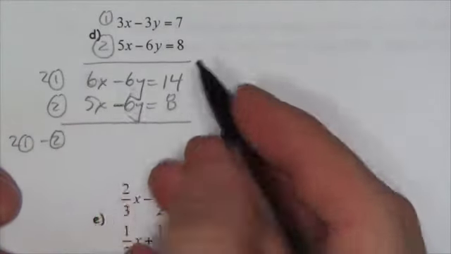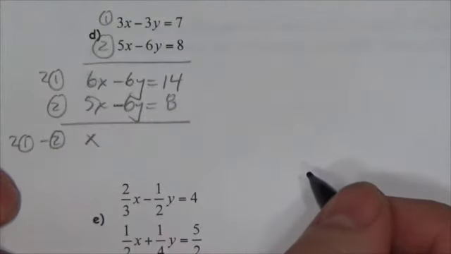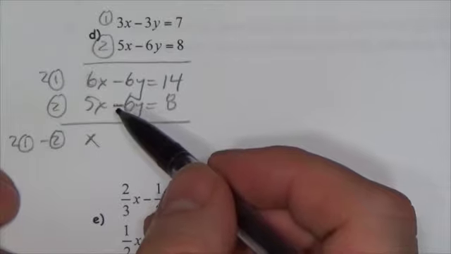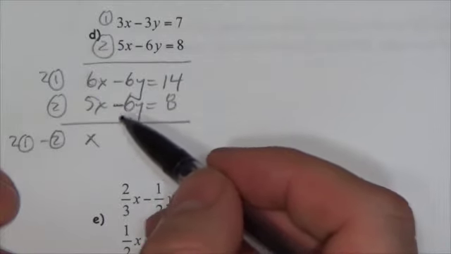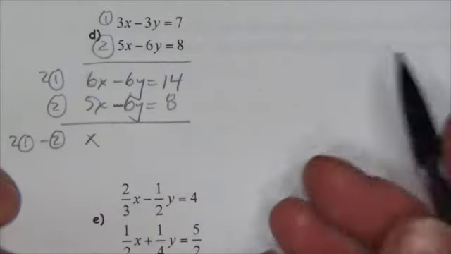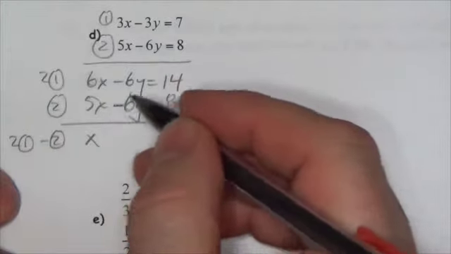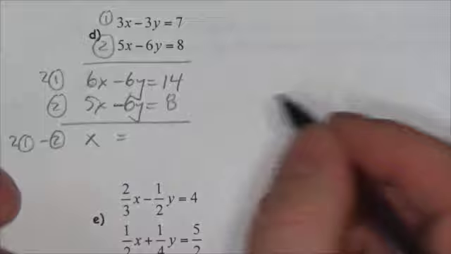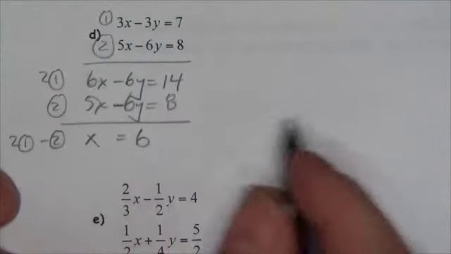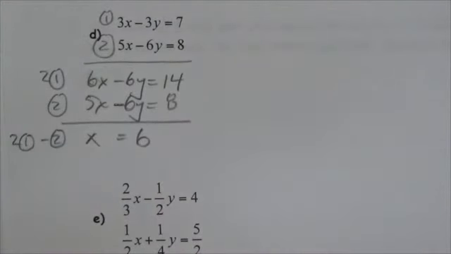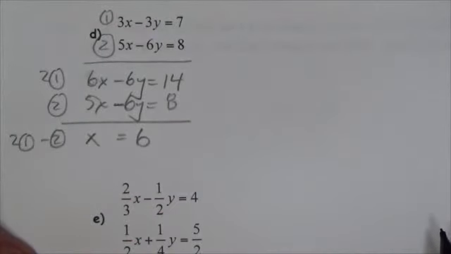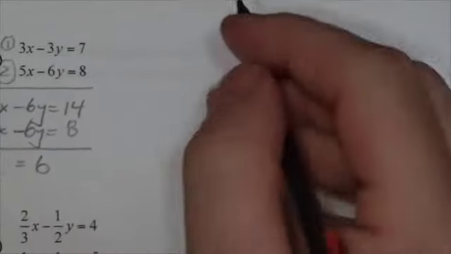So 6x minus 5x is just x. Negative 6y minus negative 6y, the minus a negative is addition, so negative 6y plus 6y is 0. And then 14 minus 8 is 6. And so there we go, there's my solution. In this case, it falls right into my lap. But I have to make sure that I'm doing that subtraction correctly here.